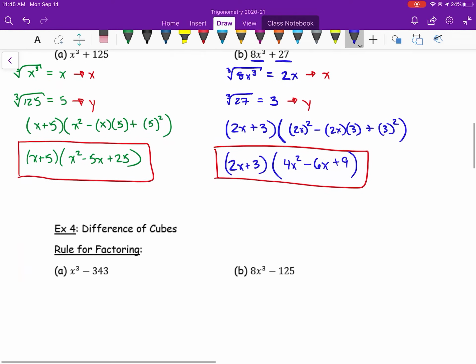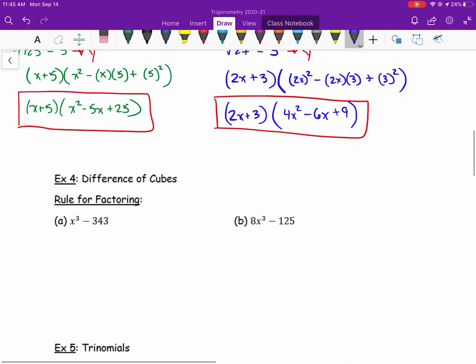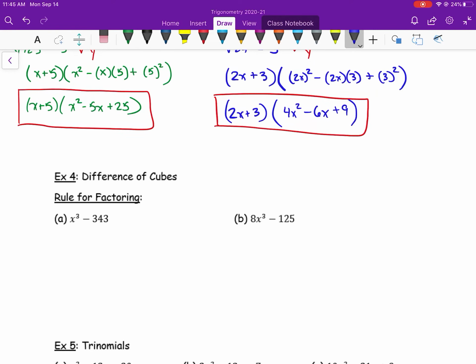Alright, now I've got difference of cubes. So if I have two perfect cubes subtracting each other, this can become x minus y times x squared plus x times y plus y squared. Alright, don't expect you to memorize that. That's just the rule you can have on an index card or highlighted somewhere in your notebook.